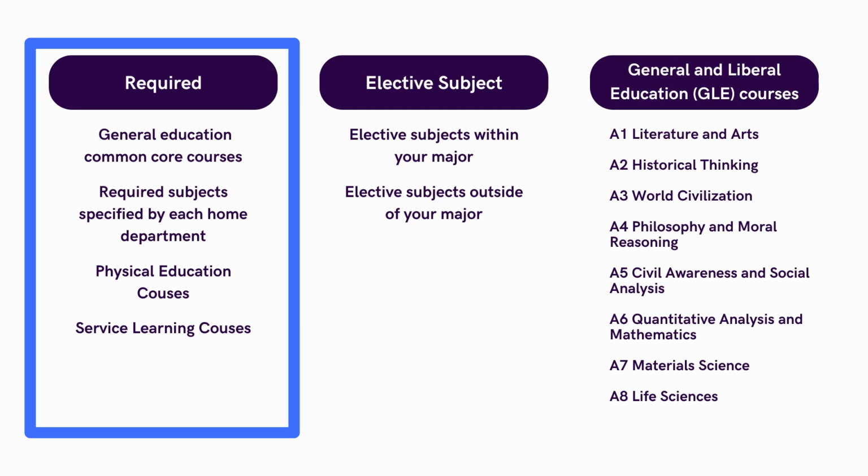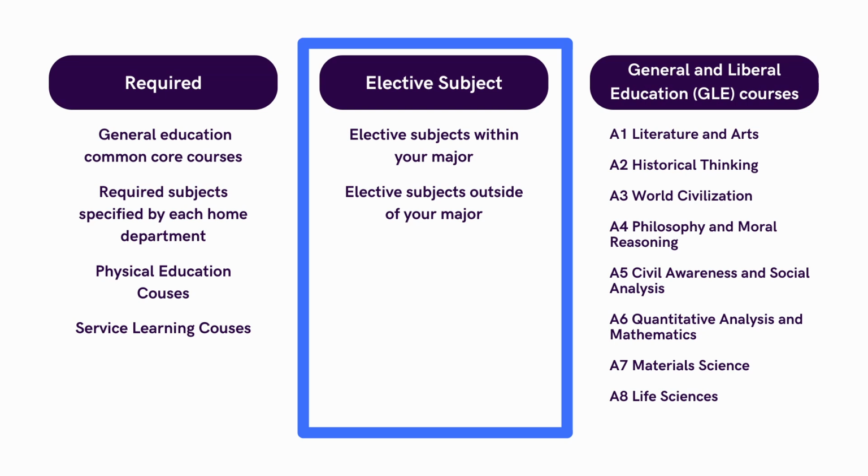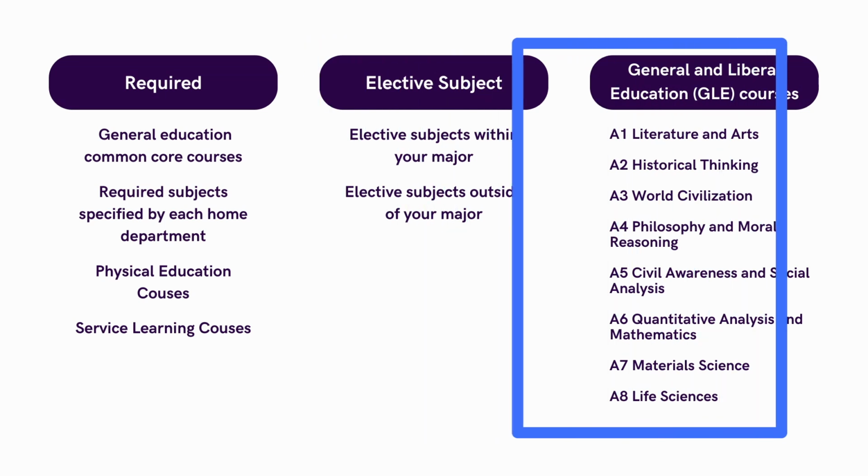Department Compulsory courses are mandatory courses from your department. Physical Education courses are sports classes, and Service Learning courses are volunteering classes. Next, there are elective classes provided by different departments. These classes are more specialized, and a good start for your minor or even a double major.